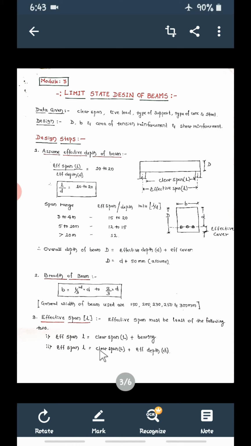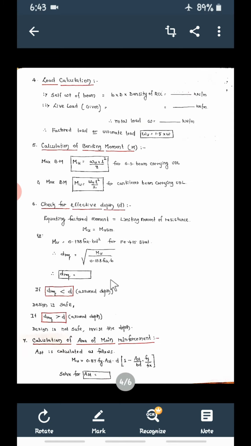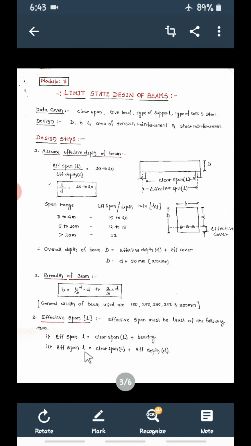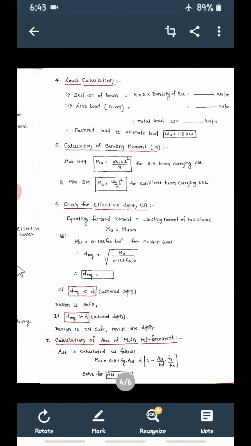Then the second criteria is clear span plus effective depth. Whatever depth we are going to calculate here, effective depth small d. So capital L plus small d, we'll get the effective span. So out of these two, whichever is the smaller value, we're going to consider that as the effective span. So two criteria we calculate for effective span, and whichever is less will be the effective span of the beam. This is the third step.